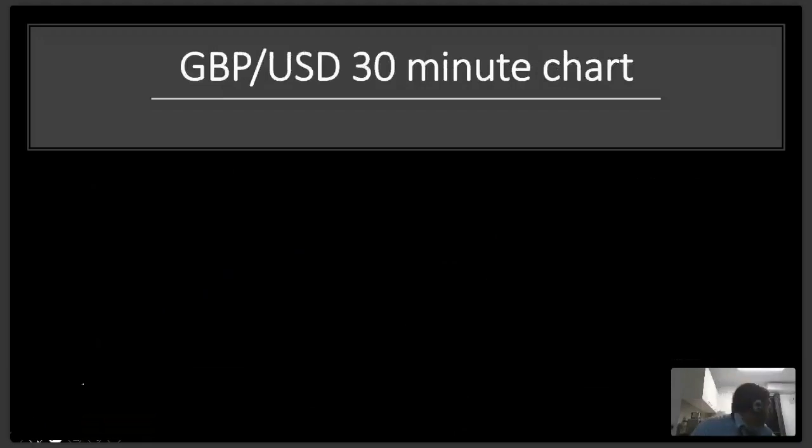Let's look at another example. This is the British pound, US dollar, again on a 30-minute chart.